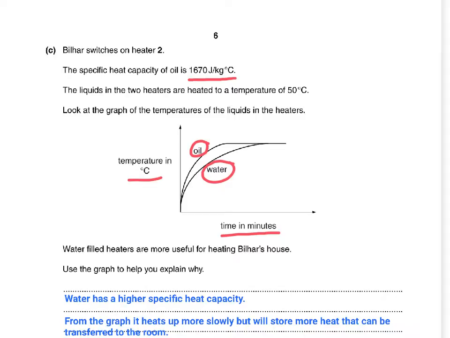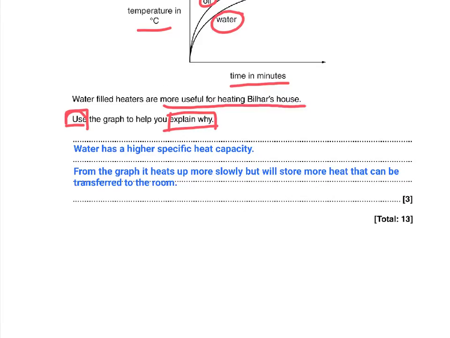Water-filled heaters are more useful for heating Bilha's house. Use the graph to explain why. So that's what we've got to do actually, is explain why. So the first thing I want to show is actually that I realise that this is to do with specific heat capacity. So water has a higher specific heat capacity, gets me 1 mark. What that means is from the graph, I can see that it heats up more slowly, but that will mean it will store more heat than can be transferred to the room.